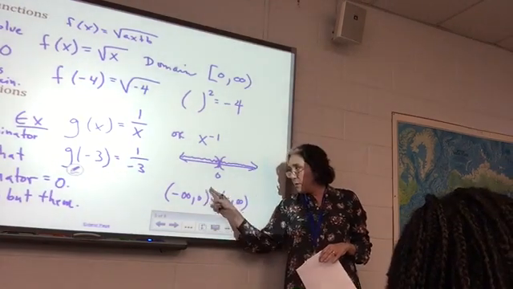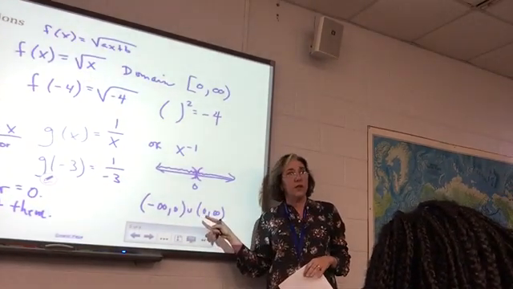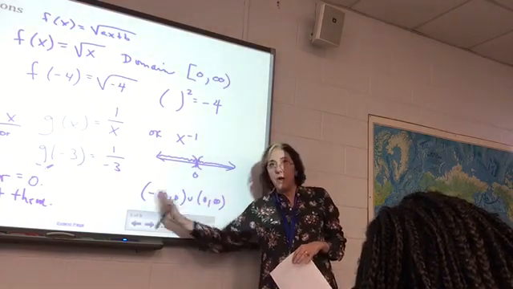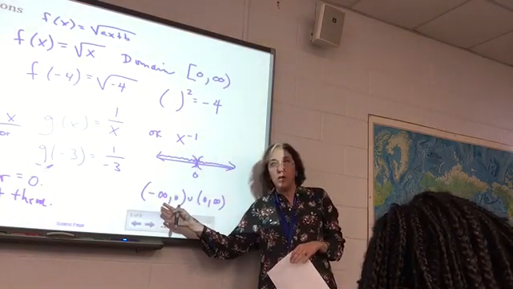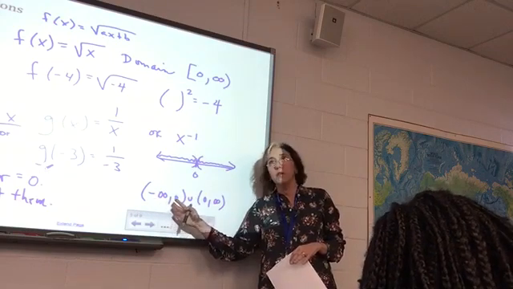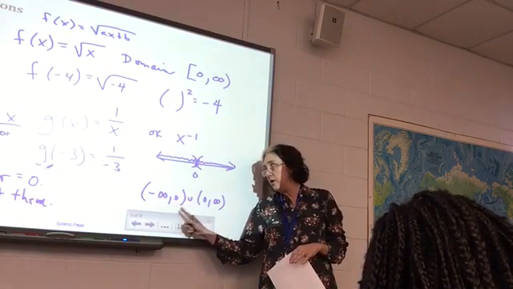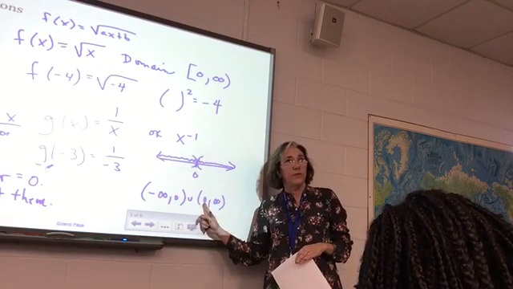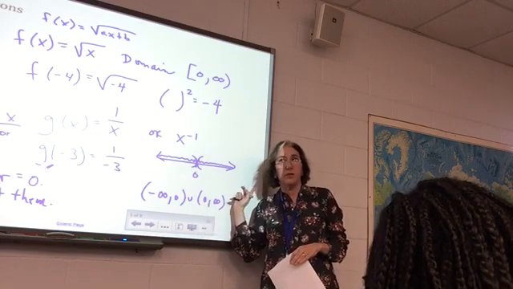That's throwing out, remember paren means don't include. So what that's saying is there's no bound on the left for the numbers that we can use in domain. They all work up to 0. 0 doesn't work. Come on the other side of 0. Then everything past 0 works.